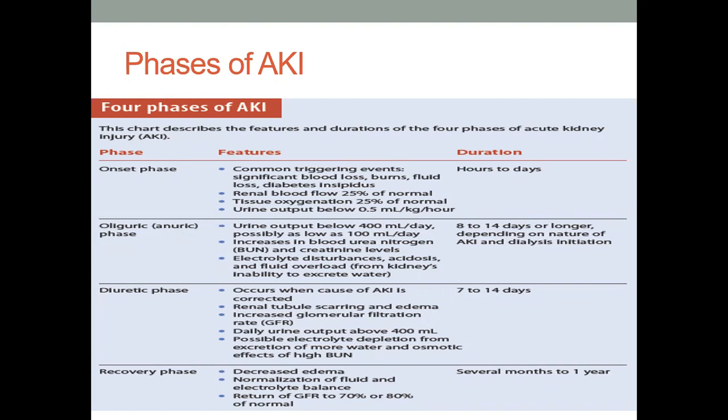The diuretic phase is when the kidney begins to show some signs of recovery, and it occurs between 1 week and 2 weeks. It occurs when the cause of AKI is being corrected, maybe hypovolemia. Renal tubule scarring occurs and edema. There's increased glomerular filtration rate. Daily urinary output now goes above 400 mls per day. And there is possibility of electrolyte depletion from excretion of more water and osmotic effects of high blood urea nitrogen.